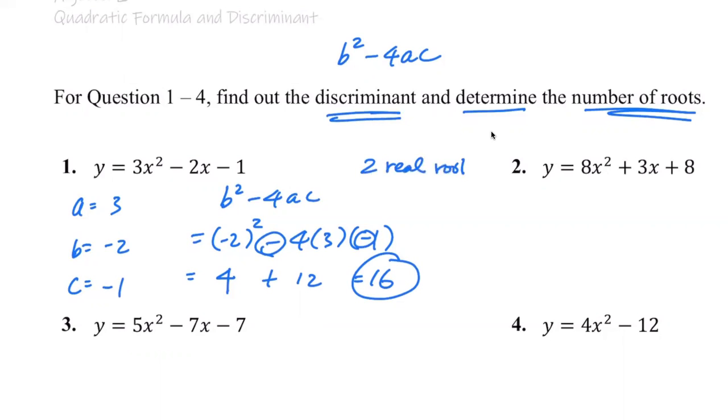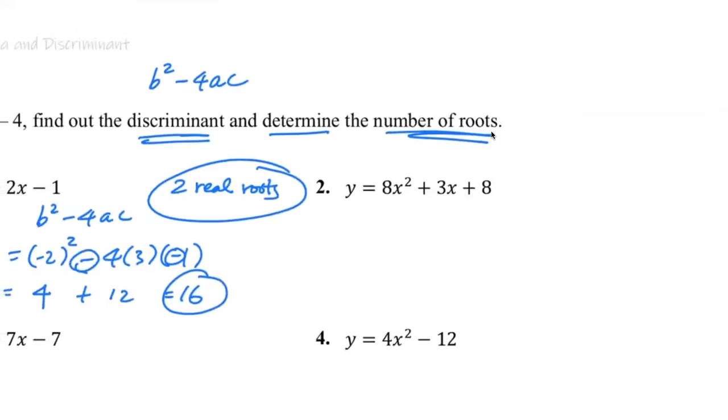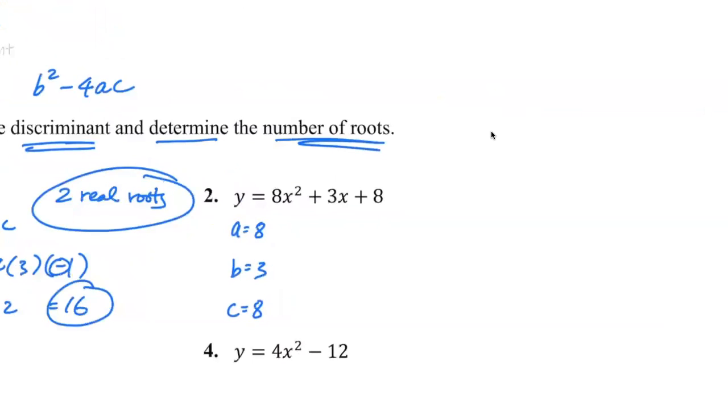two real roots over here. Okay, two real roots for question number 1. What about question number 2? So for question number 2, you've got A, B, and C.